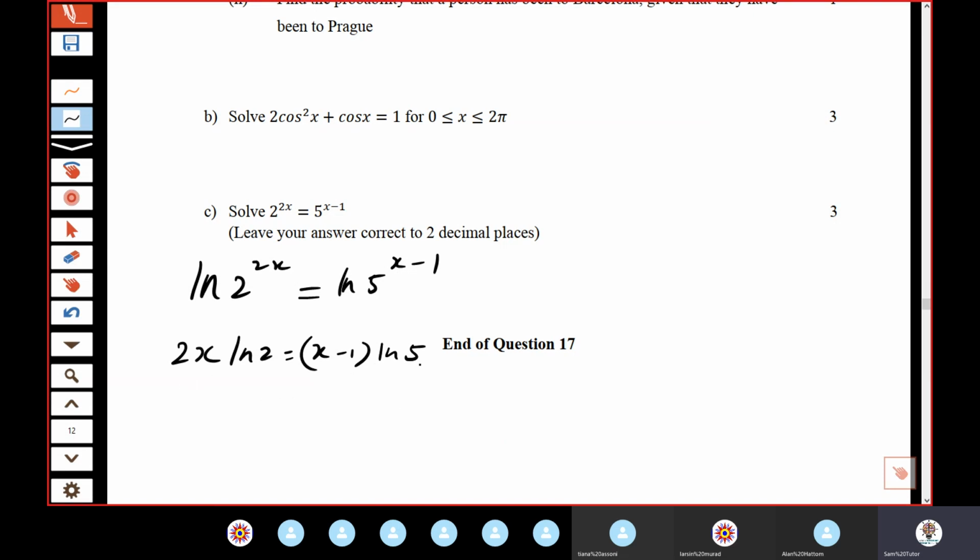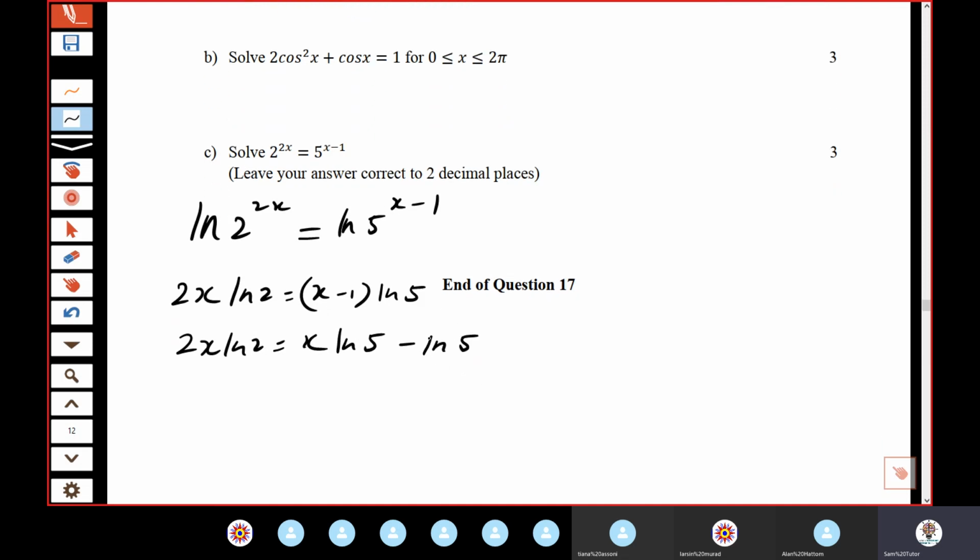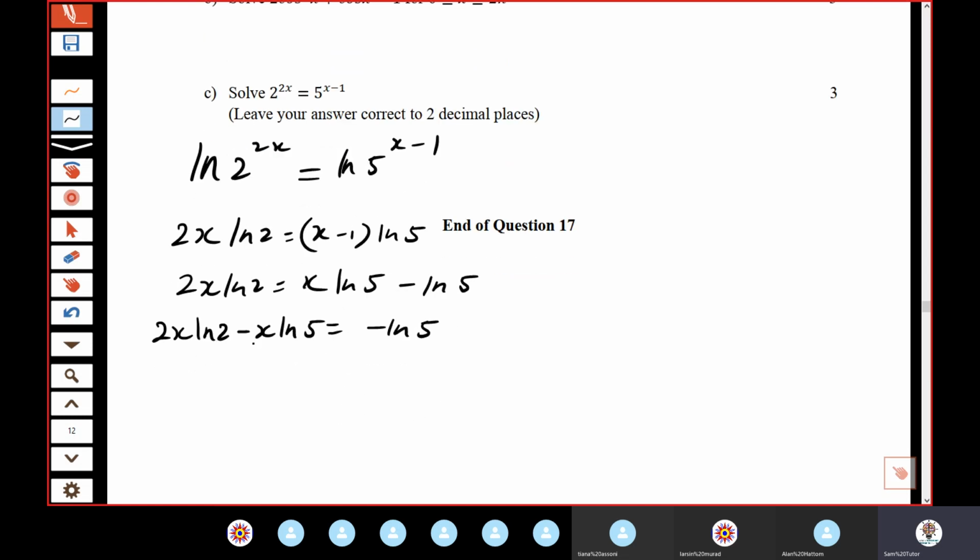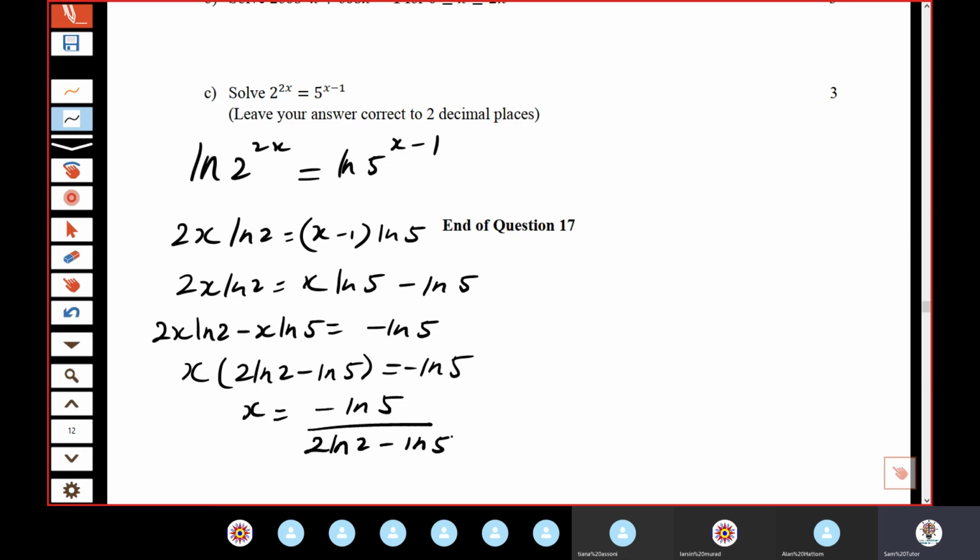At this point, I would probably expand the right-hand side. This is just the number, so I leave it on this side. This x, I'm going to bring it to the left-hand side. At this stage, I would factorize my x, and then divide. Plug it into your calculator and it should be done.